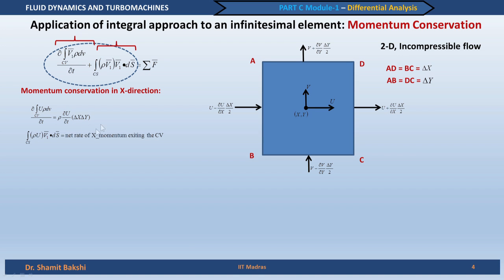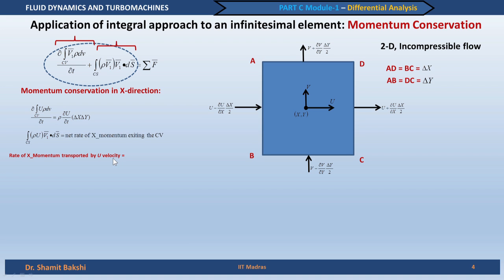The second term is the net rate of x momentum exiting the control volume. So, the first term was the rate of change of x momentum within the control volume, the second term is the net rate of x momentum exiting the control volume. Now, this we have to do very carefully. Let us do it in a stepwise manner, so that we understand all the considerations here. So, first thing is the rate of x momentum transported by u velocity.